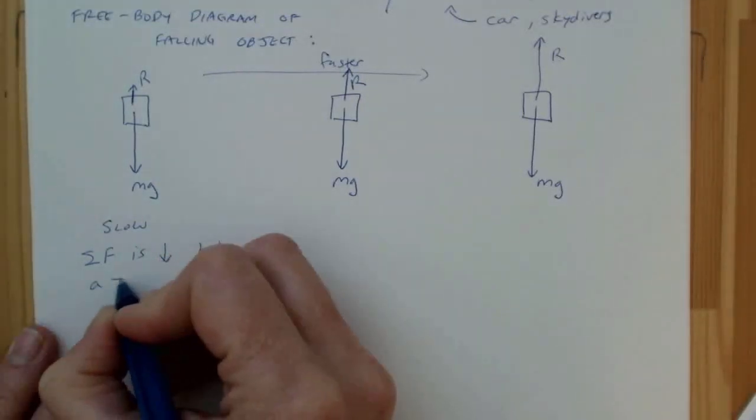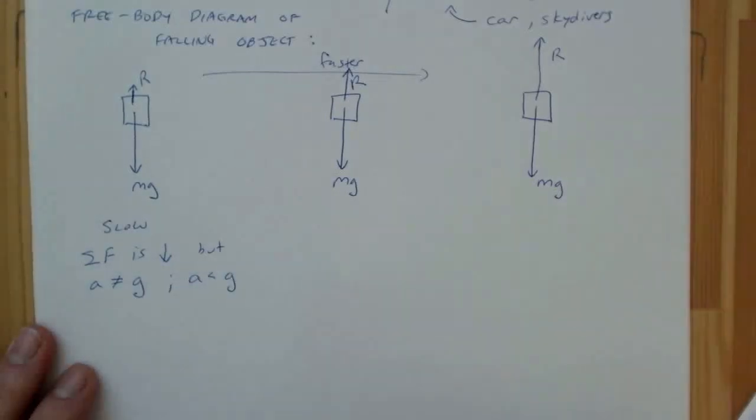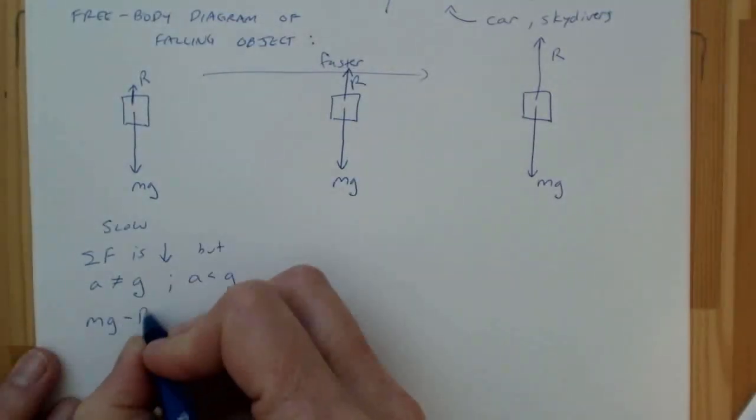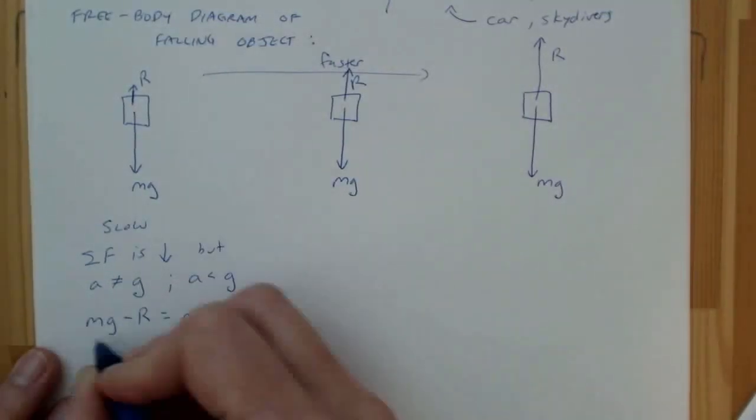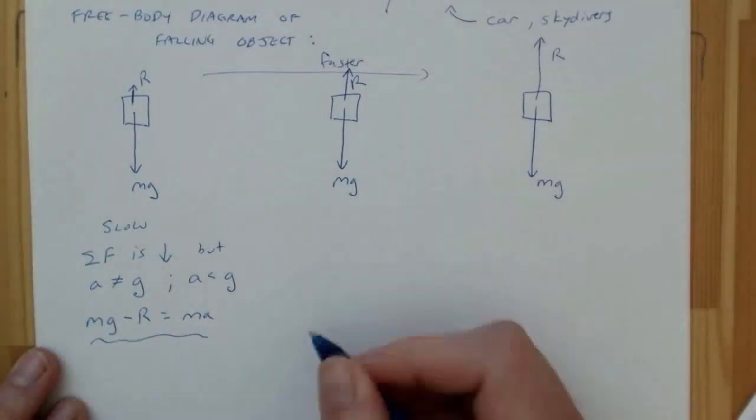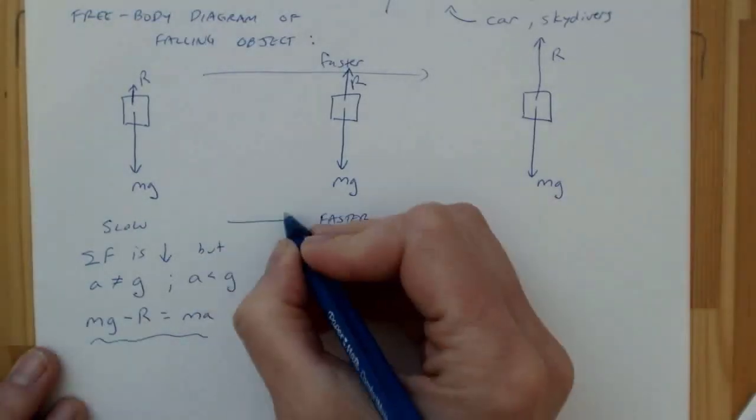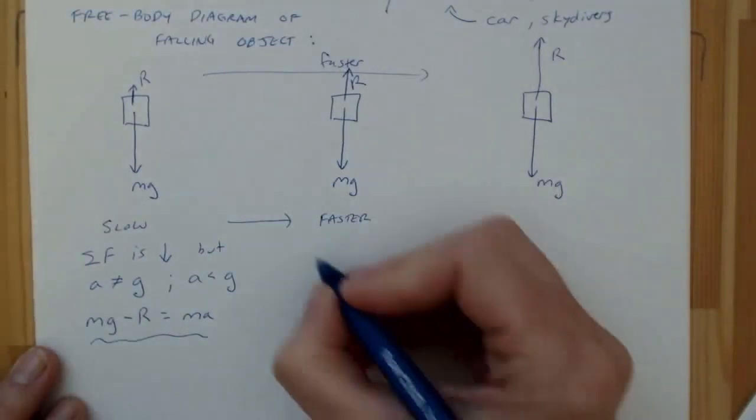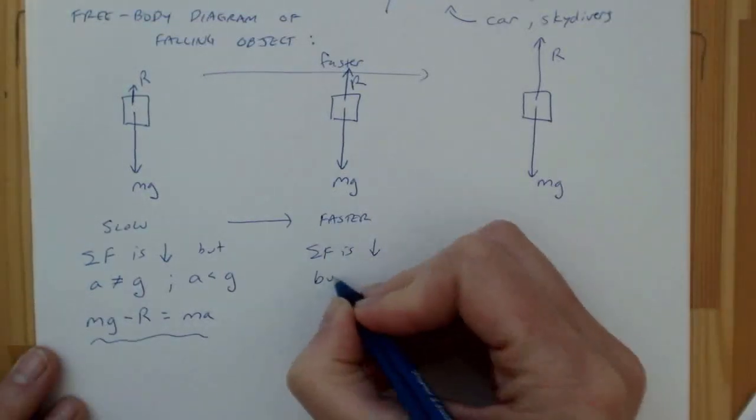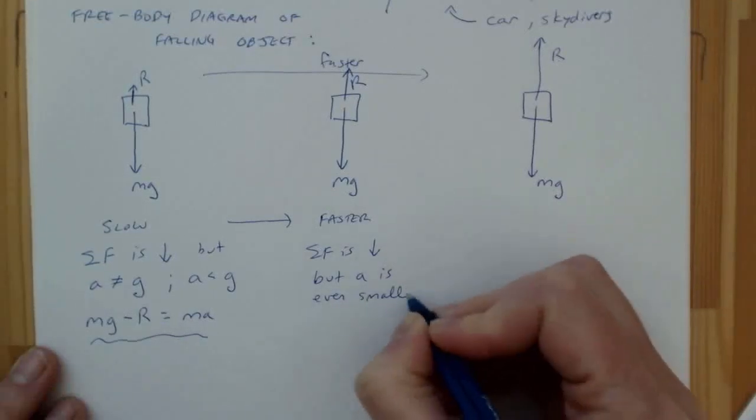But note that the acceleration is not equal to g. The magnitude of the acceleration is less than g. The equation that we would get is that mg minus R equals ma. This would still apply in this situation, where now it's falling faster. The sum of forces is still downward, but now the acceleration is even smaller.